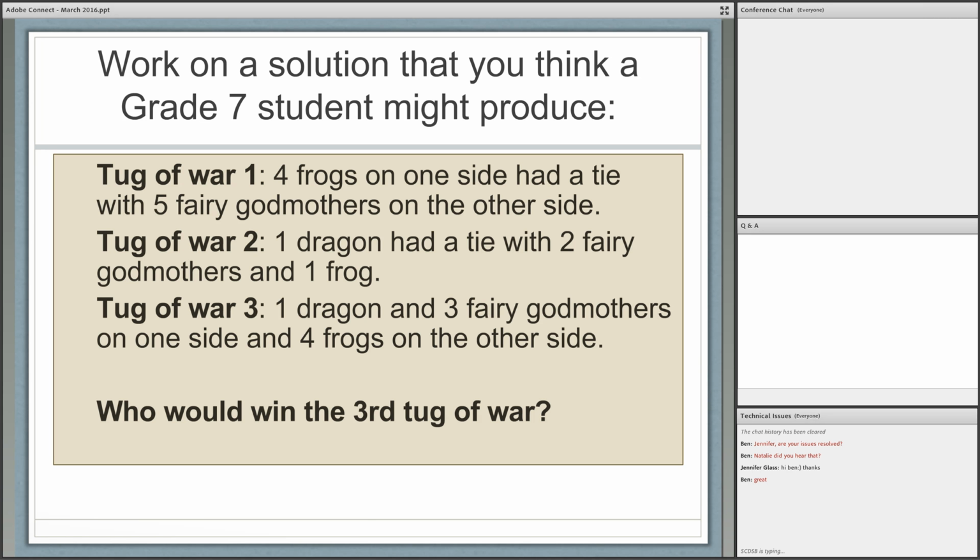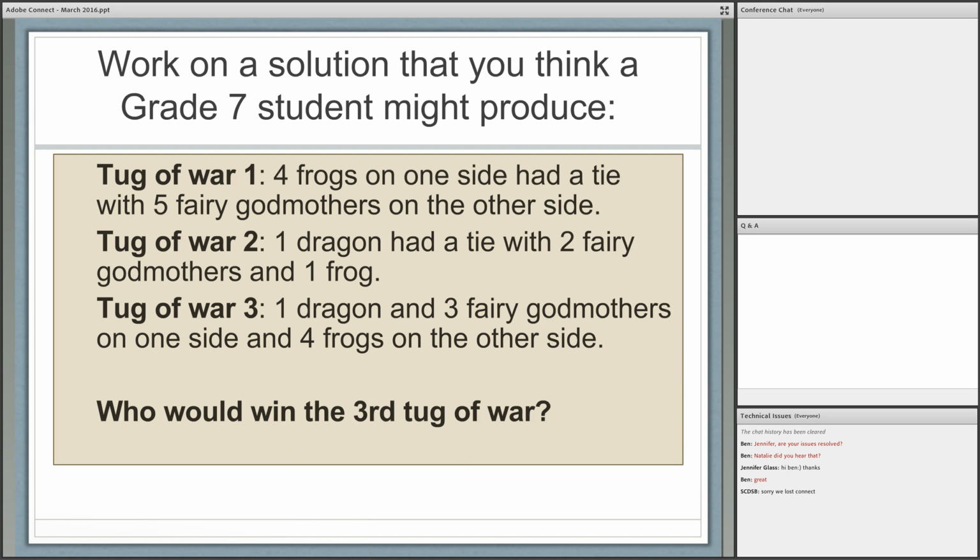In looking at this problem and looking at the student solutions, the reason I suggest this might be a good example of a rich task is because I saw students solve this in many different ways. Some students use symbols, some students use linking cubes, some students use colored little square tiles. Most students drew pictures of dragons.